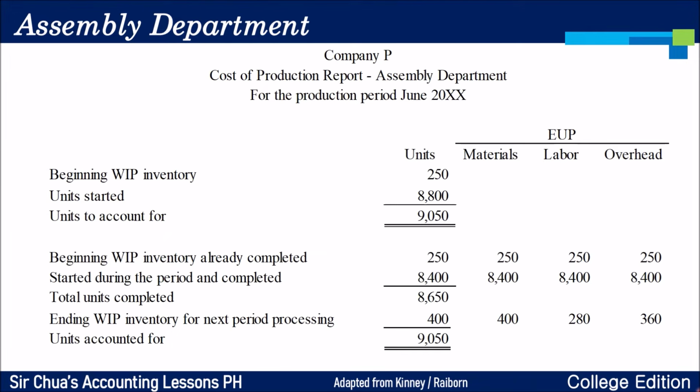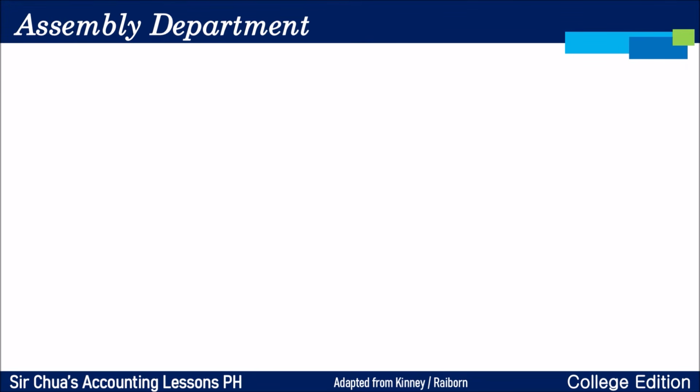Okay? Then you get the total of all of them. So for materials is 9,050 equivalent units. For labor is 8,930 equivalent units. And for overhead is 9,010 equivalent units. Okay? Now, the next step, if you already have your equivalent units of production, we will be now computing for the cost per equivalent unit of production, or the cost per EUP.